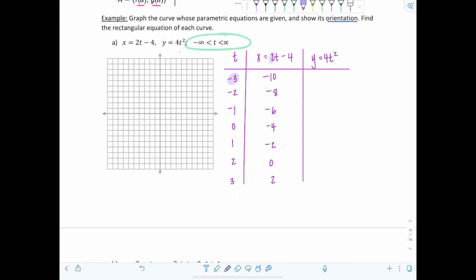So when I square -3, it's going to become +9. And then times 4, that's 36. -2 squared is 4 times 4, 16.